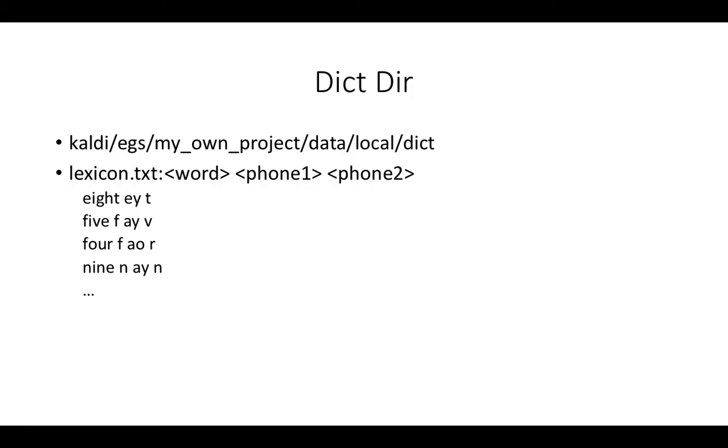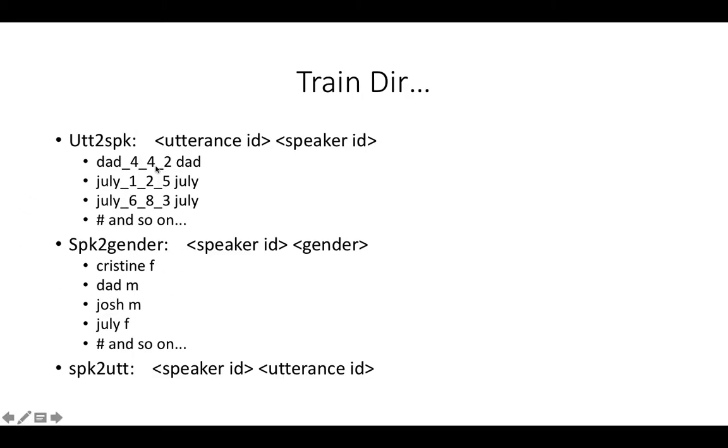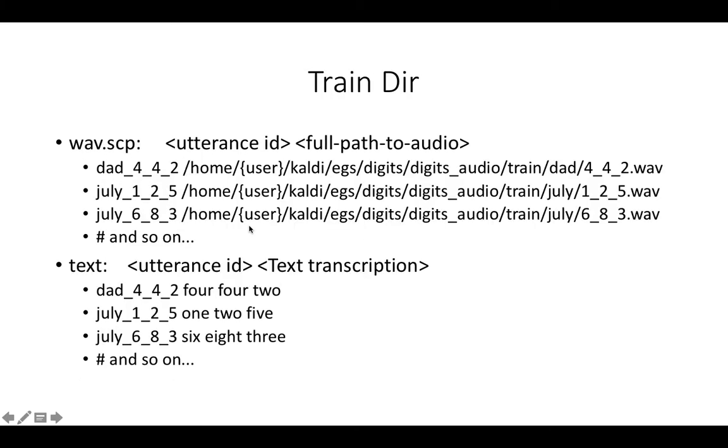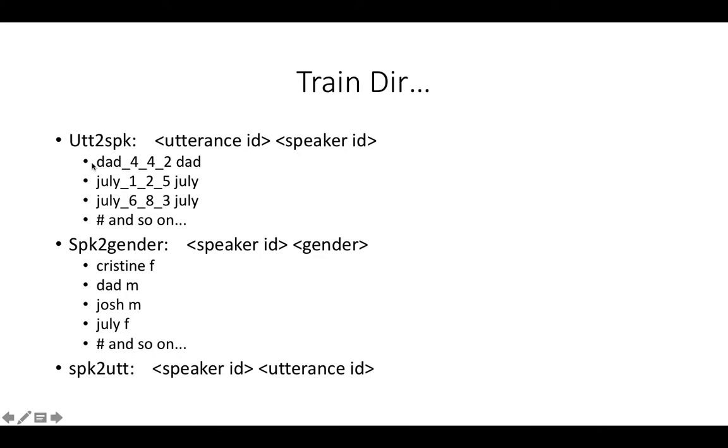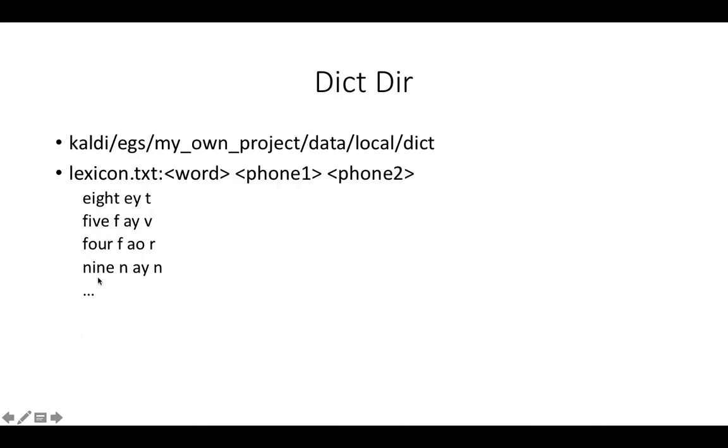Okay, so these were for the training directory. In the training directory, there are also many more files, but these are the minimum requirements for running a speech recognition demo. So we should have the WAV file, the text file, the utterance to speaker, and speaker to gender files, and the speaker to utterance file should be generated on the fly.